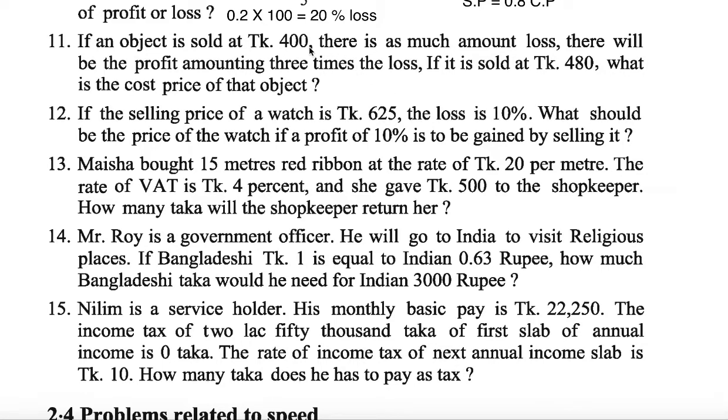If it is sold at 400, definitely there will be a loss, but we don't know how much. Let's say the loss is x taka. When the loss is x taka, the cost price is 400 plus x. We don't know the value of x yet. Then what is the selling price? If it is sold at 480, you will get 3 times the loss as the profit.